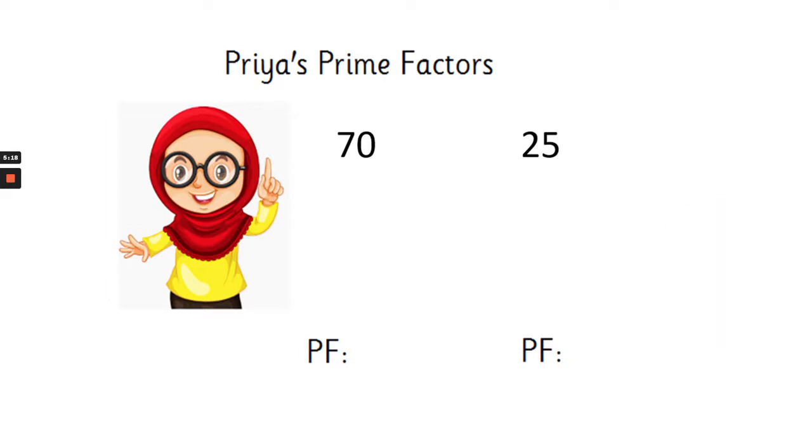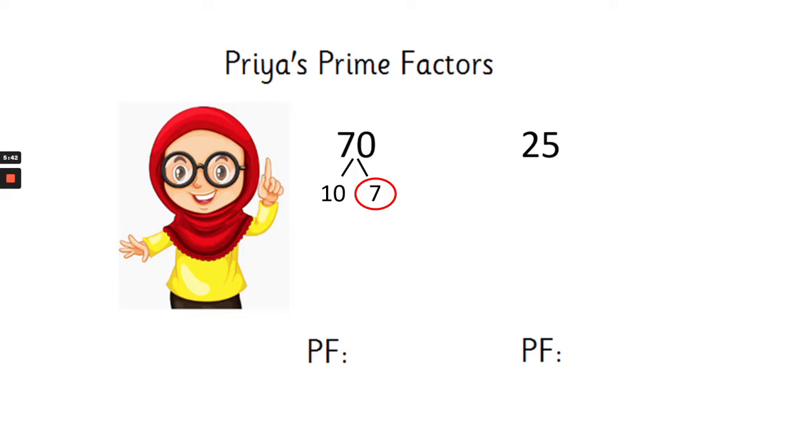Okay, let's see how you got on with these ones. Let's start with 70. I'm going to split 70 into factor pairs and ideally ones which are prime as well. So I'm starting with the fact that I know that 10 times 7 is equal to 70. And I'm going to circle the number 7. It's prime and a factor, it's a prime factor.